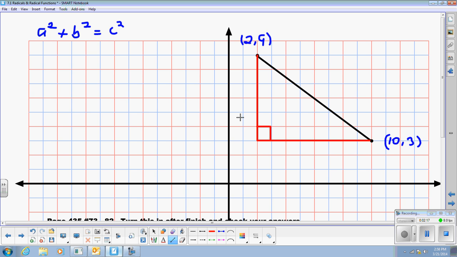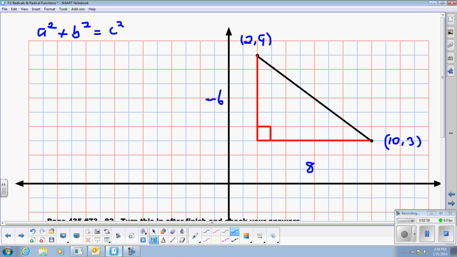So how would I count them? Well, I would take a look. I have 1, 2, 3, 4, 5, 6 spaces that I go down here. So one way to look at this is this side is a -6. And then underneath, I'm going over 8 spaces. So how do we apply this then to the Pythagorean theorem?